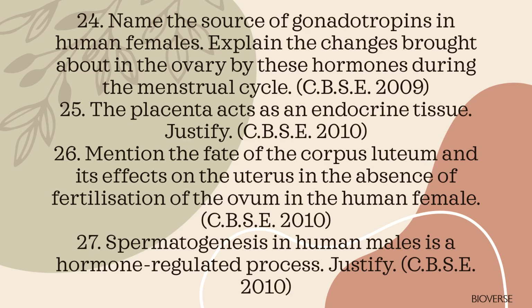Question 27. Spermatogenesis in human males is a hormone-regulated process. Justify. Answer. Spermatogenesis is regulated by hormones secreted from the hypothalamus, pituitary, and testes. Gonadotropin-releasing hormone stimulates the pituitary to release FSH and LH. LH stimulates Leydig cells to secrete testosterone, while FSH acts on Sertoli cells to support spermatogenesis. Thus, spermatogenesis is a hormone-controlled process.